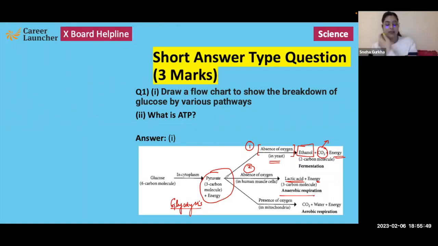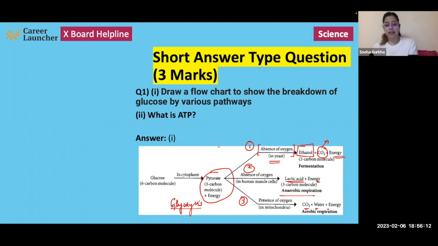And lastly, the third possible outcome is that pyruvate, in the presence of oxygen, can split into carbon dioxide and water, and energy is liberated in the process. And this is known as aerobic respiration.